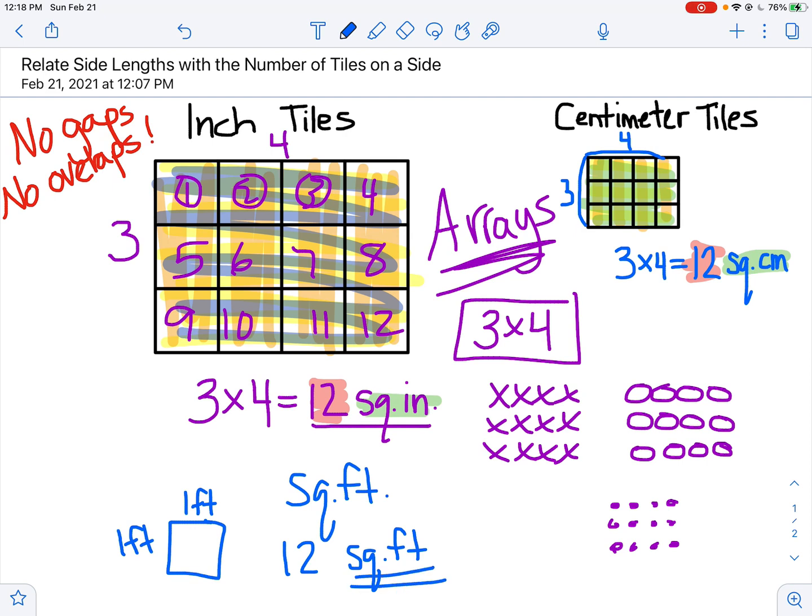If you think of square feet, think about the tiles on our classroom floor. Those are square feet. Every single one of those tiles is 1 foot long and 1 foot wide. And if you put 3 of those in a column, and 4 in each row, and looked at that 12 square feet, that'd be a lot larger than 12 square inches or 12 square centimeters. So this is why it's really important to have your units. So you want to remember your units, you want to make sure there's no gaps and overlaps, and you want to think about how many on each side so that you can be more efficient and use some multiplication to solve. Let's take a look at another one.